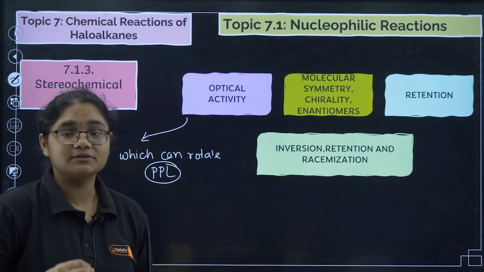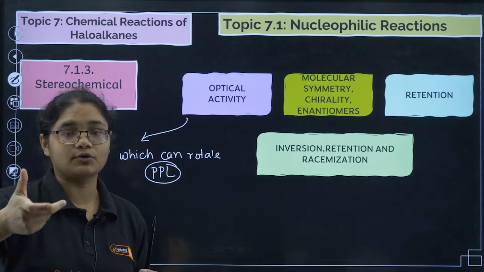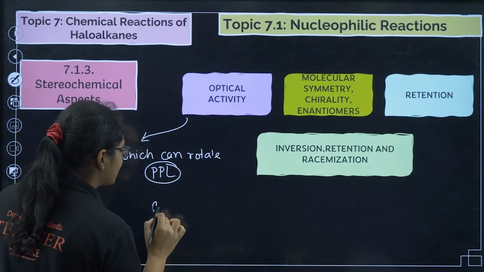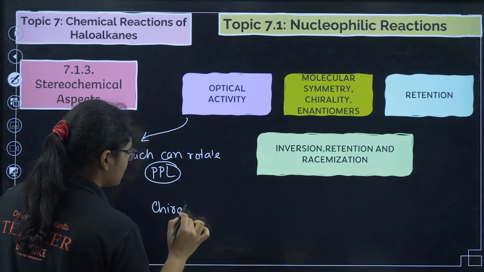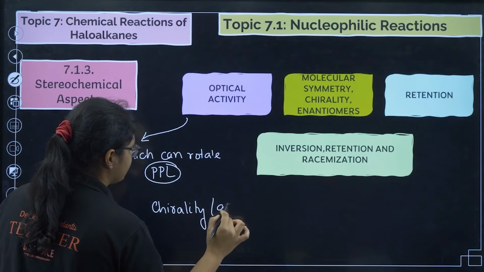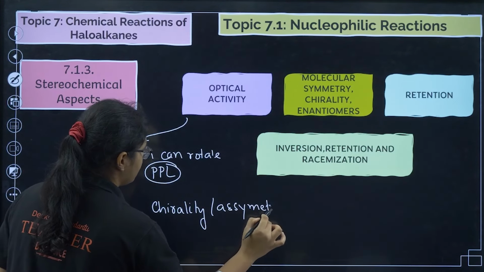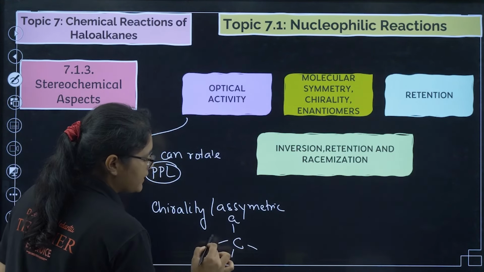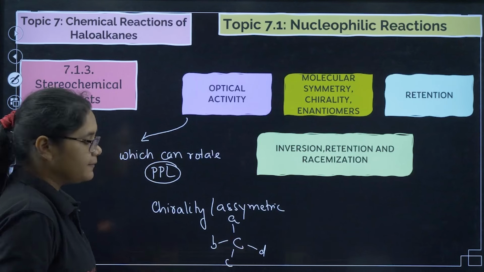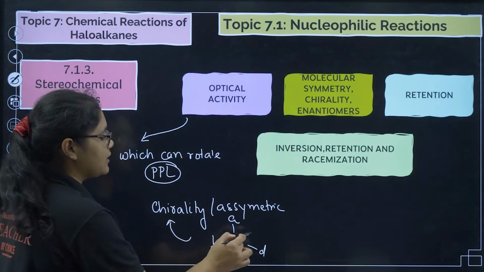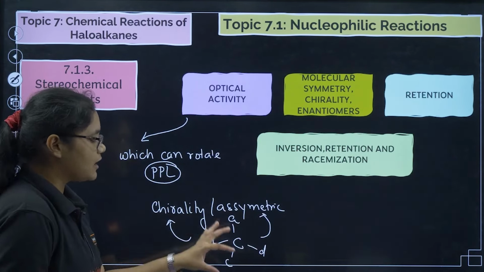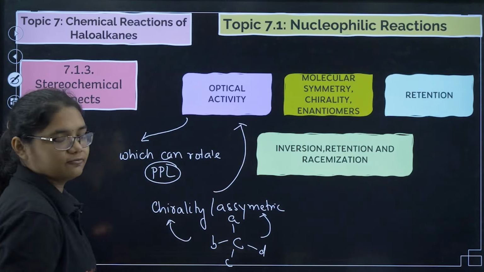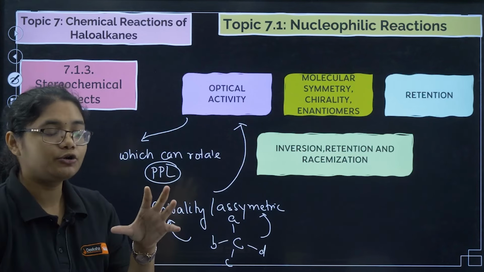But is it practically possible to go every time to the lab and check whether it is optically active or not? No, right? So to help you with this, there is something called chirality, or asymmetric. Now remember, if a carbon has 4 different groups attached to it, then we call it a chiral carbon, or an asymmetric carbon. So if the molecule is a chiral molecule, then it will be optically active. That's the first condition for a molecule to be optically active.